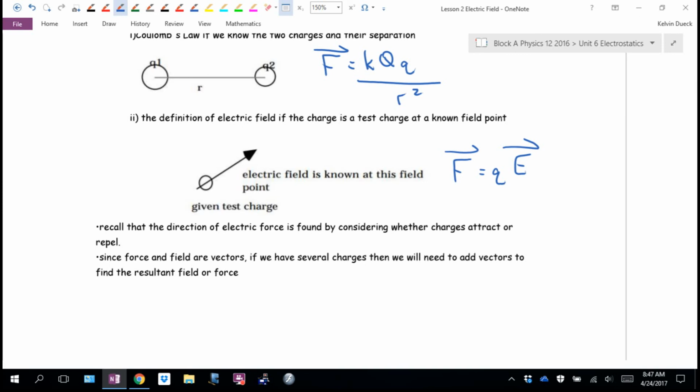Recall, direction of electric force is figured out by using like, unlike. Okay? Oh, and since both force and fields are vectors, we'll have to add them vectorially. If they're in a nice straight line, we can go winner minus loser. Woohoo! If they're not, tip to tail time.